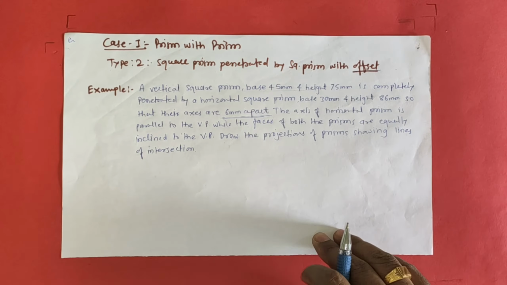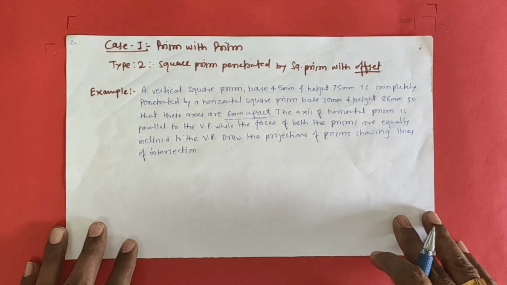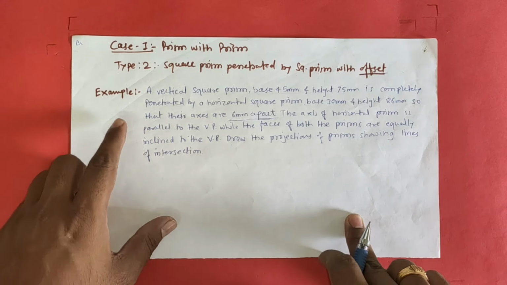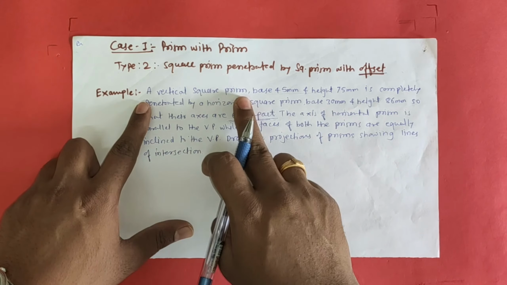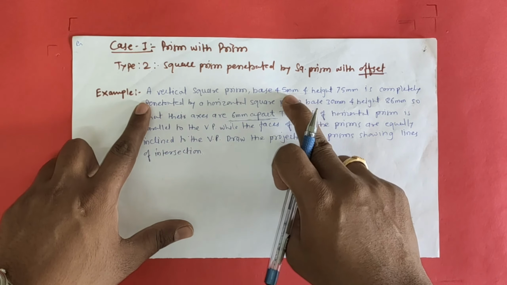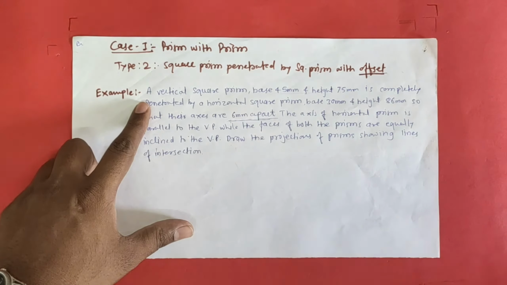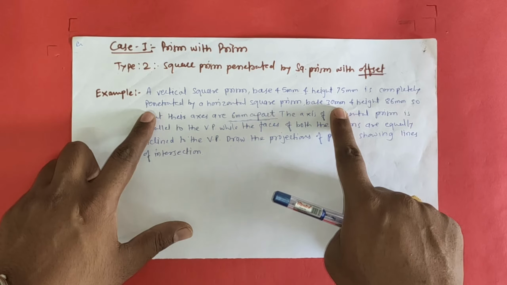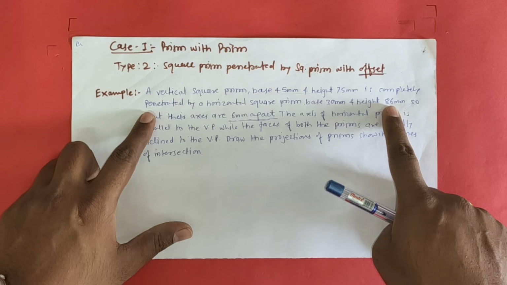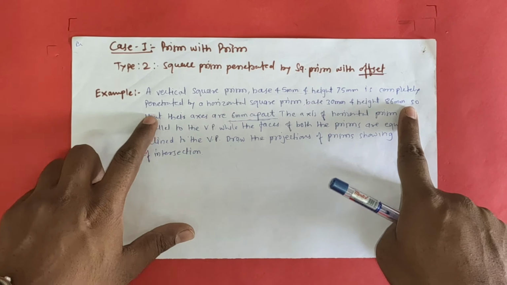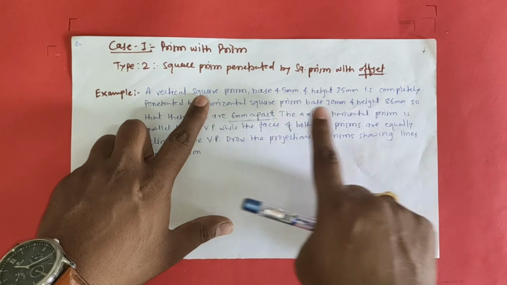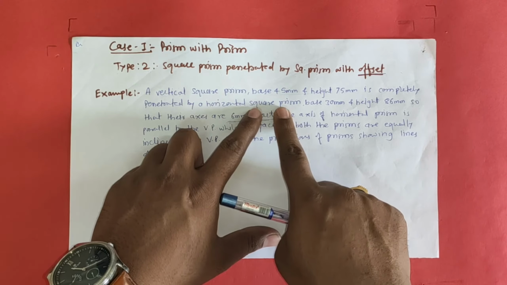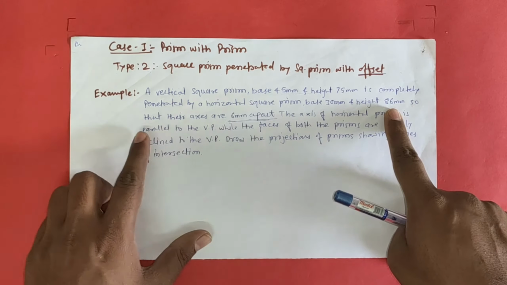And we will draw how the intersection curve is going to be. Now see, the example: a vertical square prism, base 45 mm and axis height 70 mm, is completely penetrated by a horizontal square prism, base 30 mm and height 86 mm. So two solids are given. First solid is a square prism, base 45 mm, height 75 mm, and second is also a square prism, base 30 mm and axis height 86 mm.